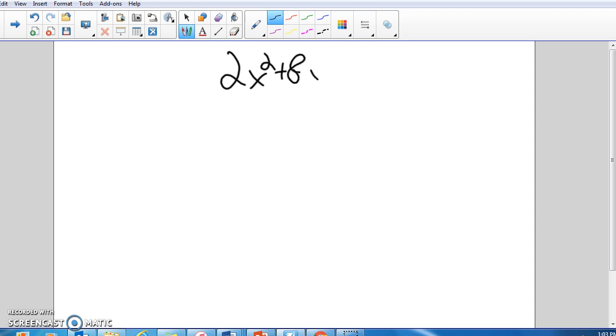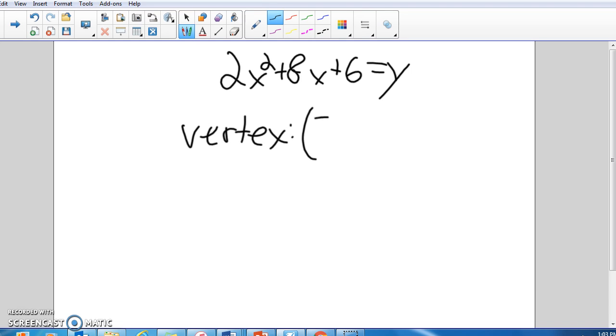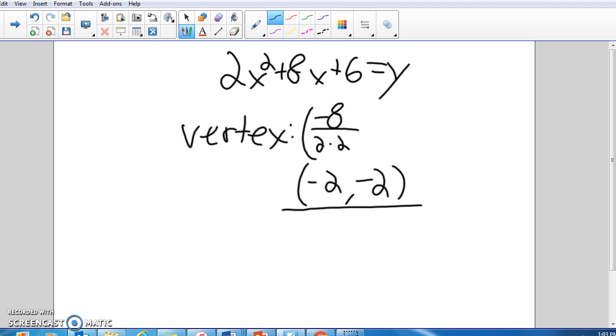squared plus 8x plus 6 equals y, we can know that our vertex is going to be negative b over 2a. So it's going to be negative 8 over 2 times 2, or just negative 2. Plug that into here, you get that the y value is negative 2. So our vertex is going to be negative 2, negative 2. And then from there, if we want to graph it, we could just start here at our negative 2, negative 2, right there.